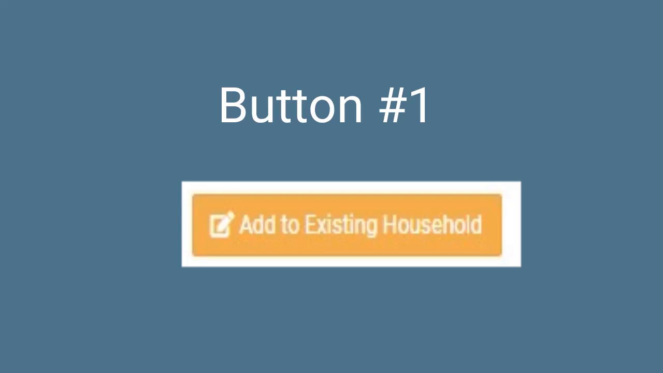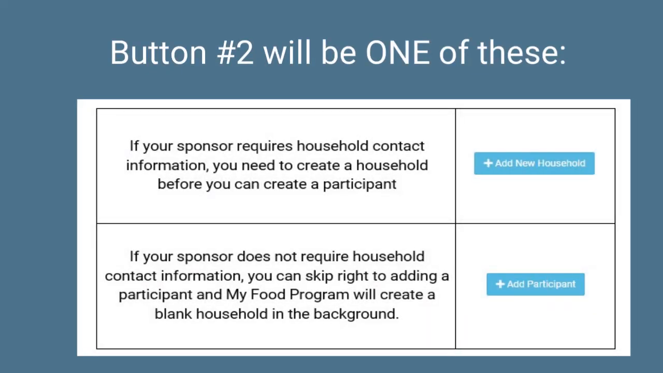When you click on the Add to Existing Household button, you will see a list of households. Select the one for the newly enrolled participant and then click Add Participant to go to the participant screen. The second button that you see depends on the settings that your sponsor has selected. If your sponsor requires that household contact information be added in My Food program, you will see a button that says Add New Household. When you click on this button, you will need to add a parent/guardian name, address, and phone number before adding a participant to the household.